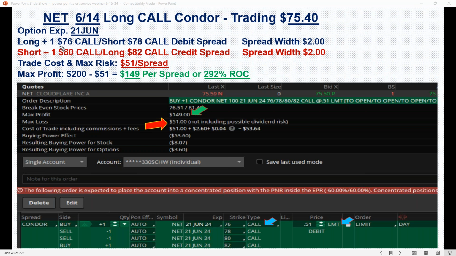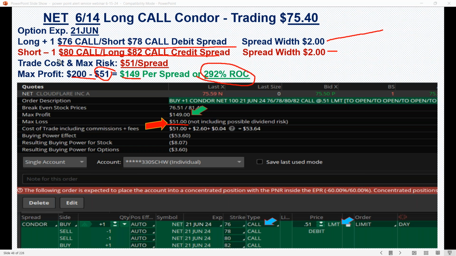So basically, if you break it down, we're long the 76/78 call debit spread, $2 wide, and then sold against it the 80/82 call credit spread, $2 wide. So we've got a kind of capped trade, but with a maximum risk of $51. The spread is $200 less 51, so max potential profit is $149 per spread. That'd be a 292% return on this very low risk. Okay, so that's what I'm trying to focus on.